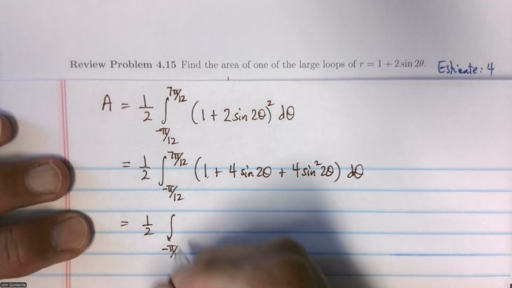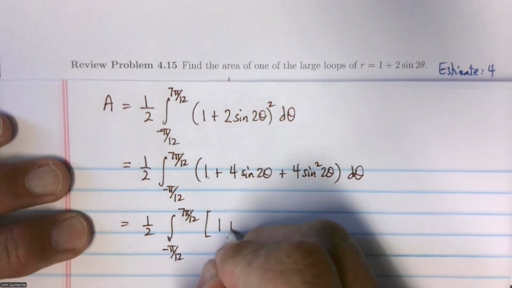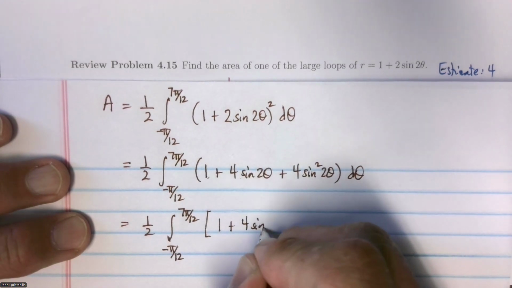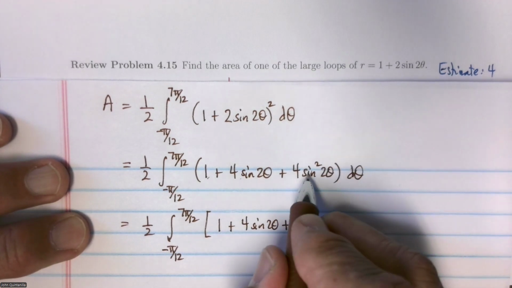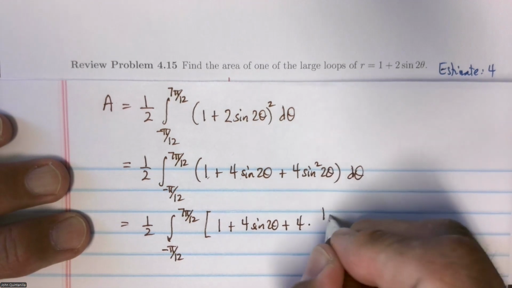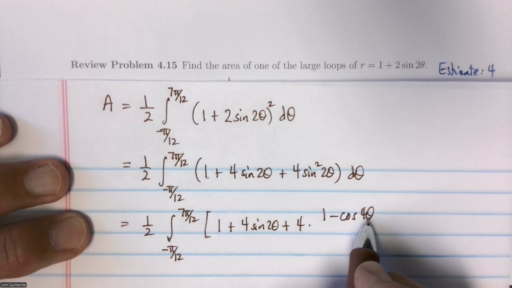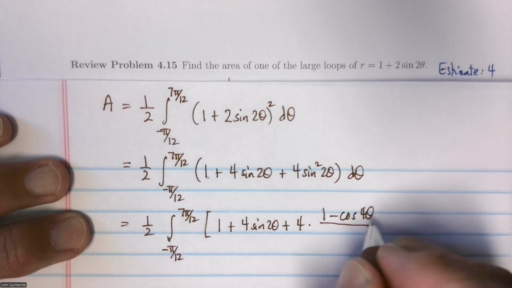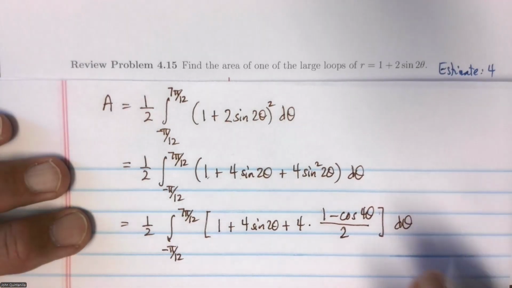So integral from negative pi over 12 to 7 pi over 12 of 1 plus 4 times the sine of 2 theta plus 4 times, okay, so the identity for sine squared theta is 1 minus the cosine of double the angle. So twice 2 theta is 4 theta, divided by 2, d theta.